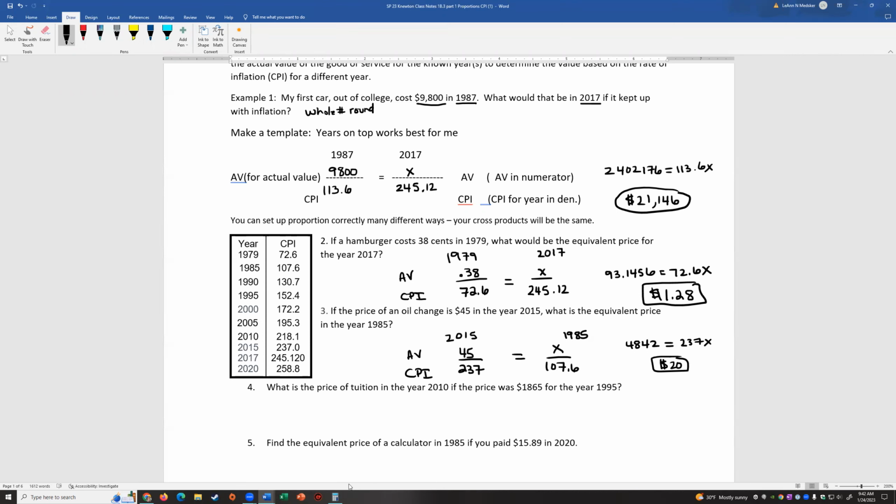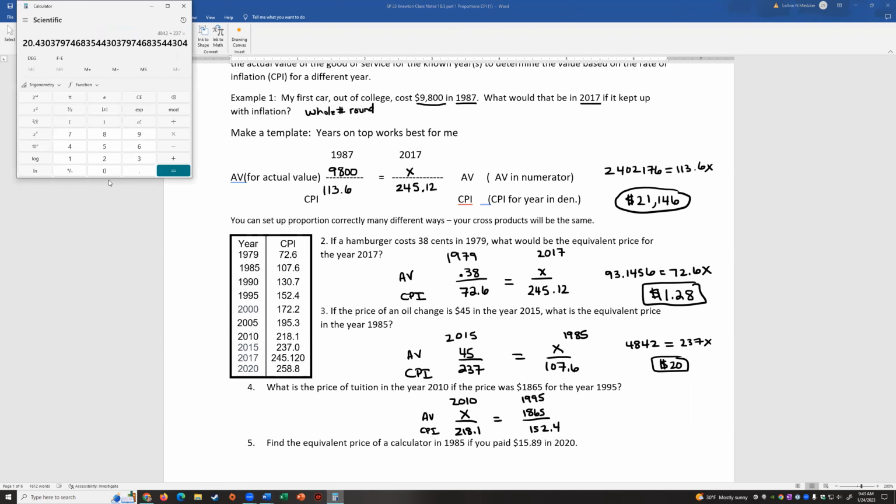Price of tuition in the year 2010. Okay, so actual value, CPI. If the price in 1995 was $18.65, we know the CPI for both years because they're in our chart. CPI for 1995 is 152.4. CPI for 2010 is 218.1. So we're looking for the tuition price in 2010.